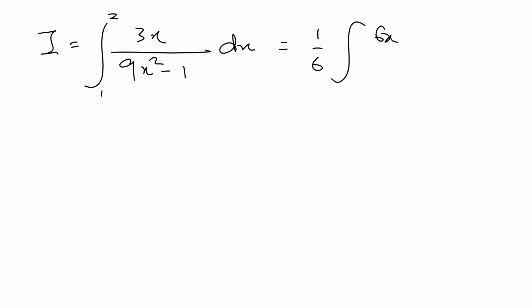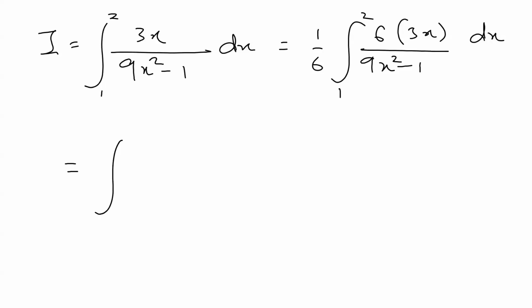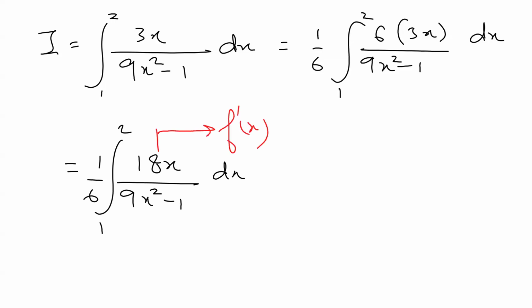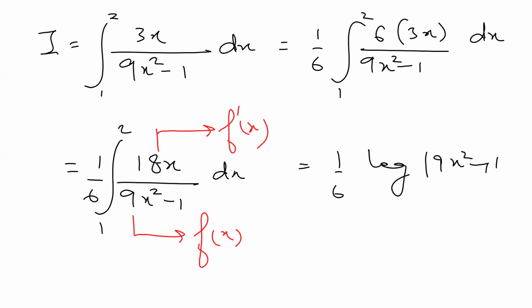6 being a constant, we can keep it outside the integral. So it's multiplication and division by 6, because we are making the numerator the derivative of the denominator. So 1 by 6, 18x upon 9x square minus 1. Okay, so this is f dash x and this is f of x. So 1 by 6 log mod f of x.